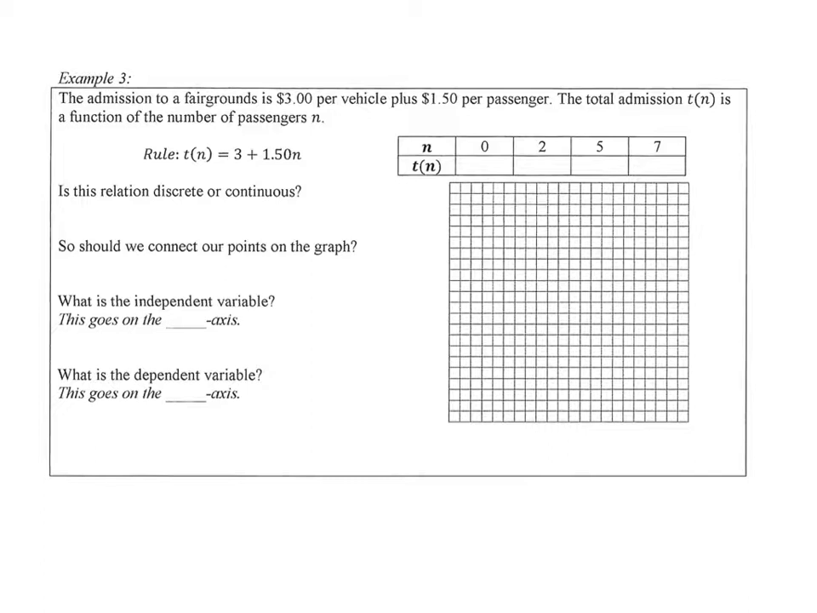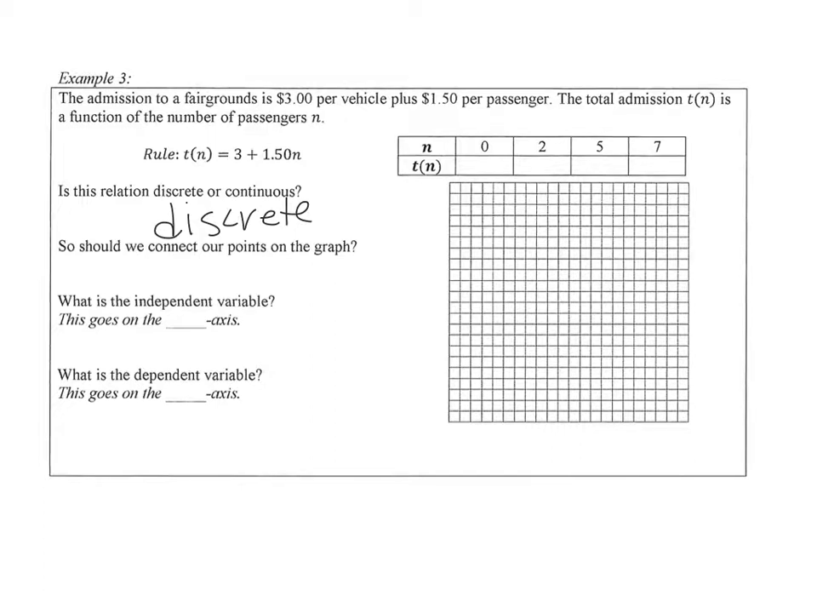The admissions to a fairground is $3 per vehicle plus $1.50 per passenger. The total admission T of n is a function of the number of passengers n. So the rule is T of n equals 3 plus 1.5 n. So if you had, this would be a discrete situation because there's no way that you could get all different options for money.